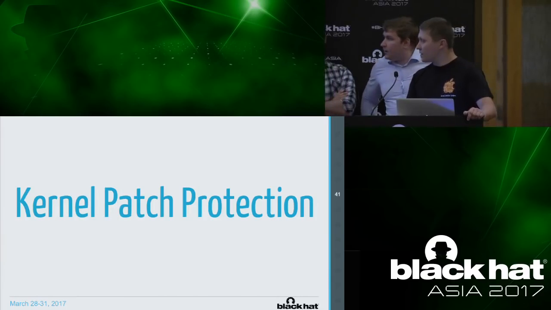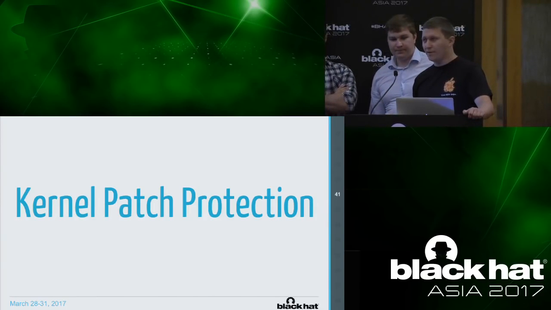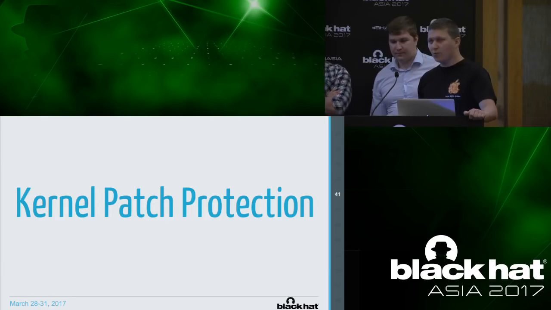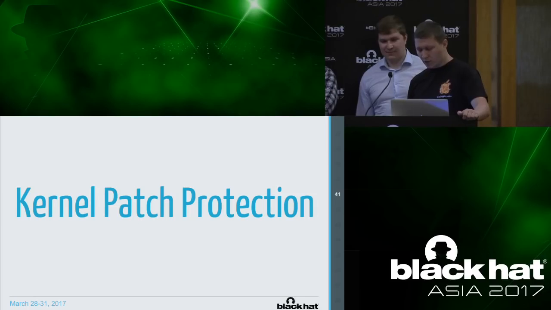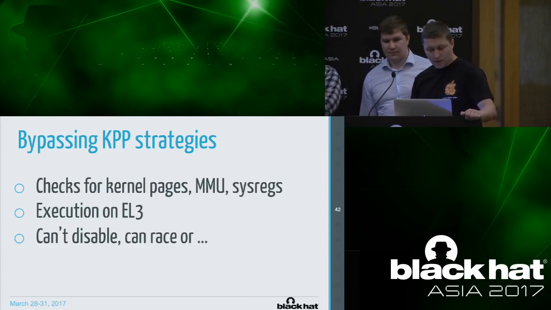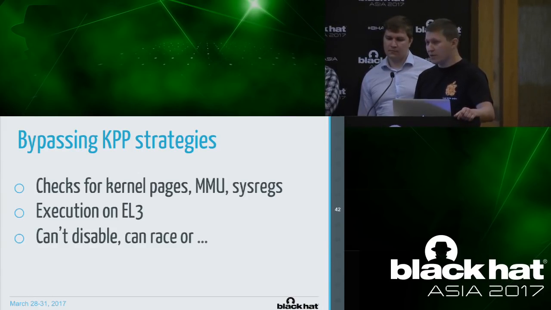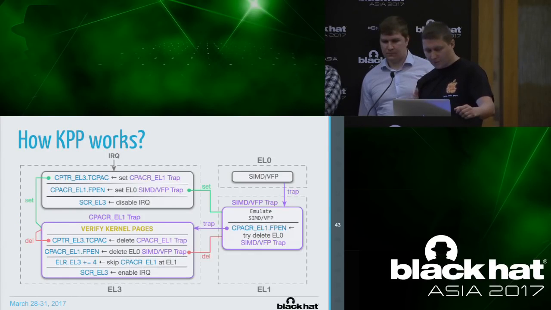Hello everyone. As you've noticed, we need to make quite a few patches, and kernel patch protection is the thing preventing us from doing that. So let's take a look at how it works and how to bypass it. Kernel patch protection randomly checks kernel pages, translation tables, and some system registers. It's also executing on exception level 3, so we can't really disable it. But we can apply patches and remove them between checks. But is there any other way? Yes, it is. Let's dive deep into iOS and find out how it works.